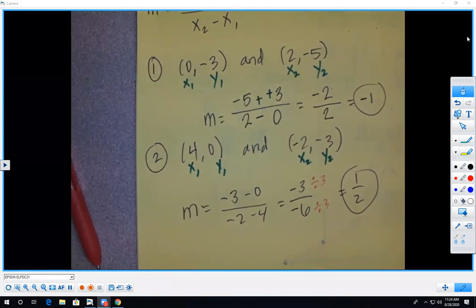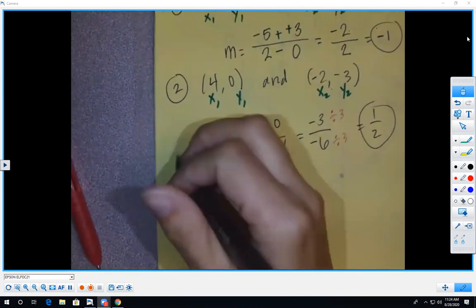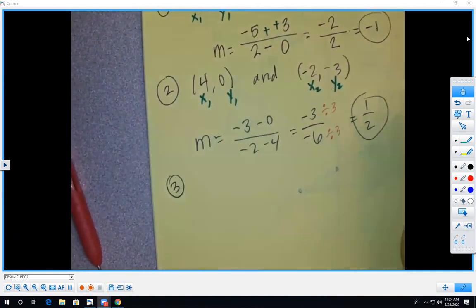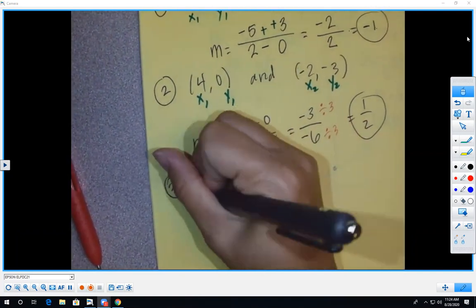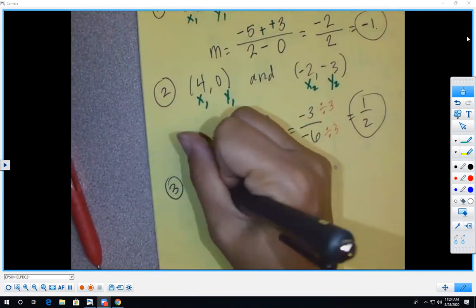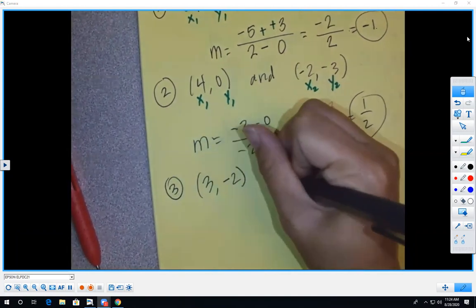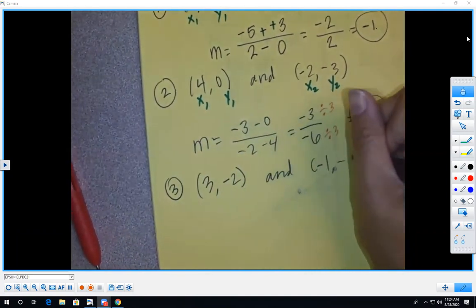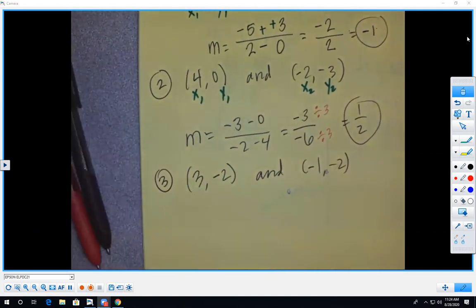Okay, so there are 2 situations when slope is weird. That is with vertical lines and horizontal lines. So I want to do one of each of those. That's probably not going to show up on your comp exam, but just in case it does, I want you to be prepared for it. So if I had the ordered pair 3, negative 2, and the ordered pair negative 1, negative 2, we're going to find the slope of that one. So take like a minute and go ahead and practice that.